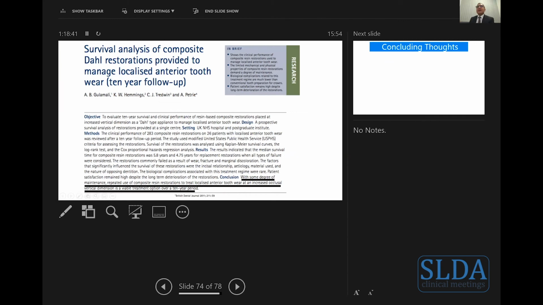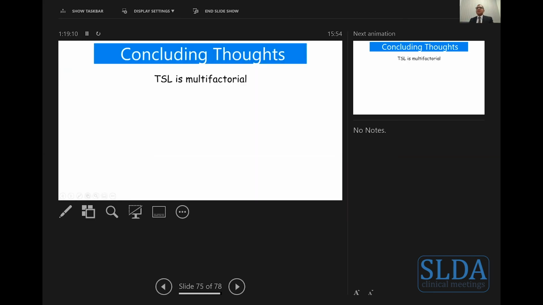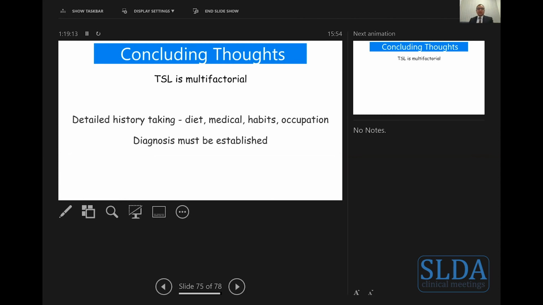And they say that, yes, there is some maintenance required, but management of especially anterior tooth surface loss by providing direct composite restoration by increasing the occlusal vertical dimension is a viable treatment option when they looked at it over a 10-year period. So that is, again, further evidence to suggest that, yes, we can do it. We can do it rather reliably without much of an issue, actually.